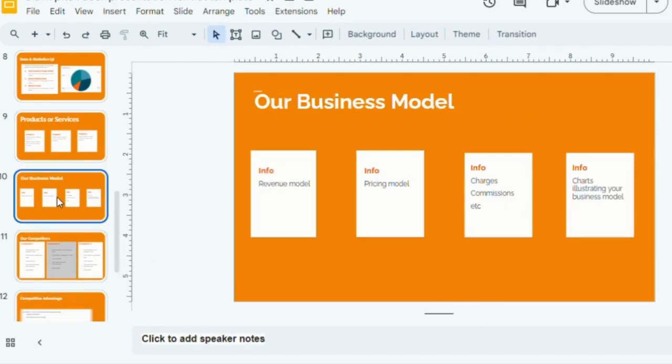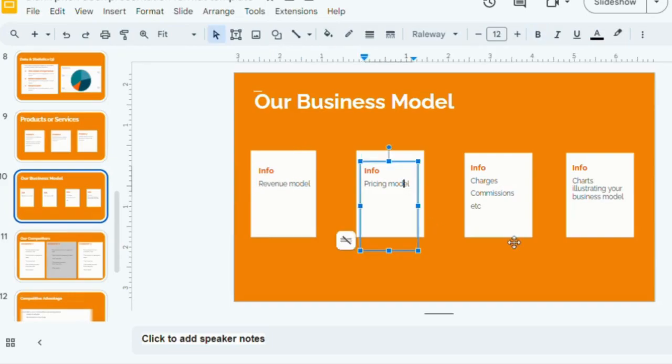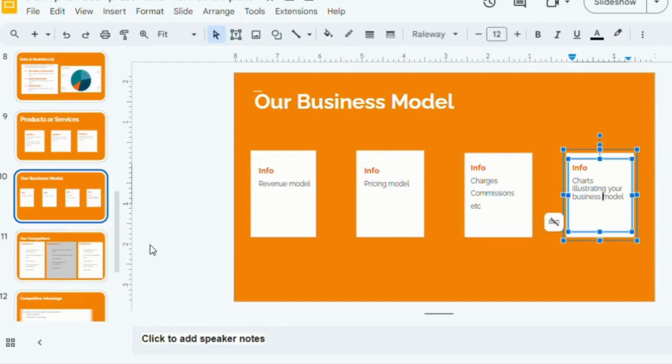Then your business model. Important factors to add in here are your revenue model. For example, are you a B2C or B2B kind of business? Where your revenues are coming from. Also, pricing model if you are selling a product. Information such as commissions or subscription model. And it will be nice to have a simple chart illustrating your business model.